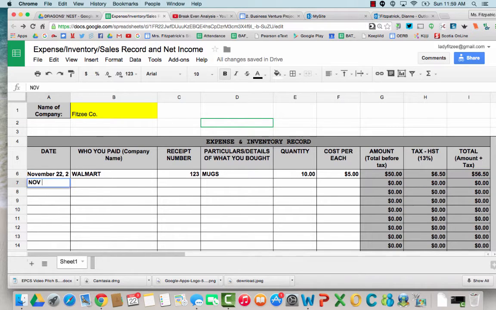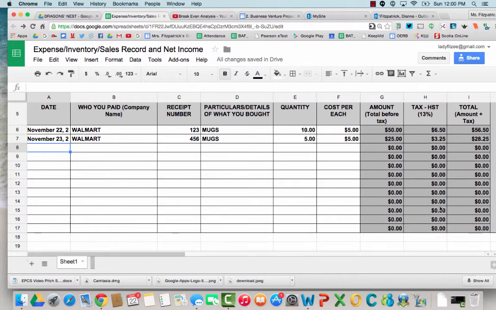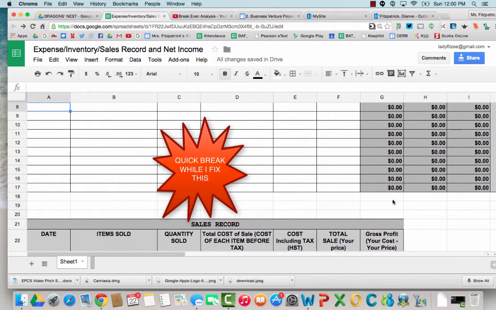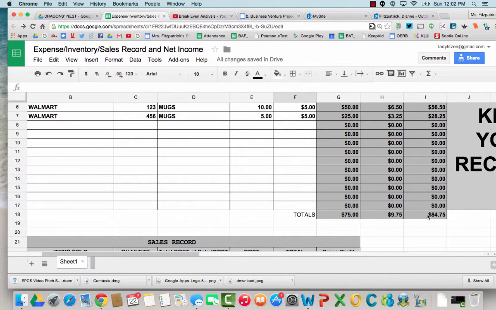Let's say on the next day, tomorrow, I go back to Walmart and I want some more mugs. The receipt number, I bought more mugs. Let's say I bought 5 of them, and again, they're still $5 each. And therefore, my total expenses so far are here. I'm going to get this to add up at the bottom. Okay, so once you have some expenses, if you see at the bottom here, so far we have $84.75. And we should have $84.75 in receipts if you add up all your receipts.